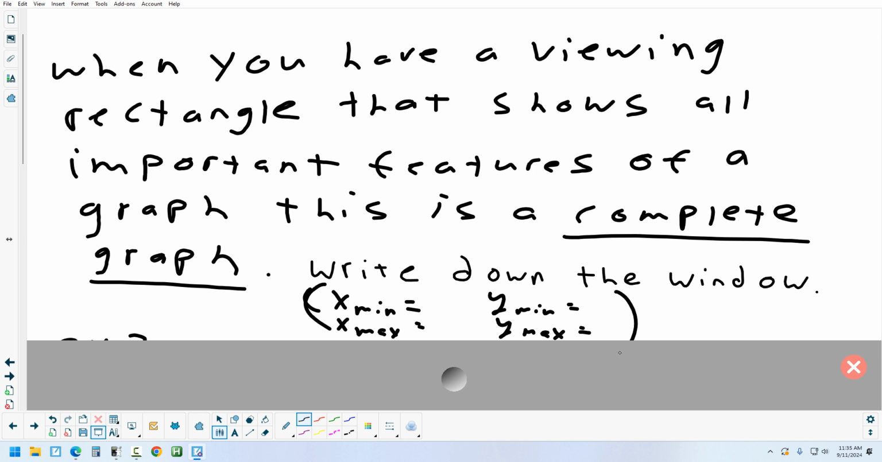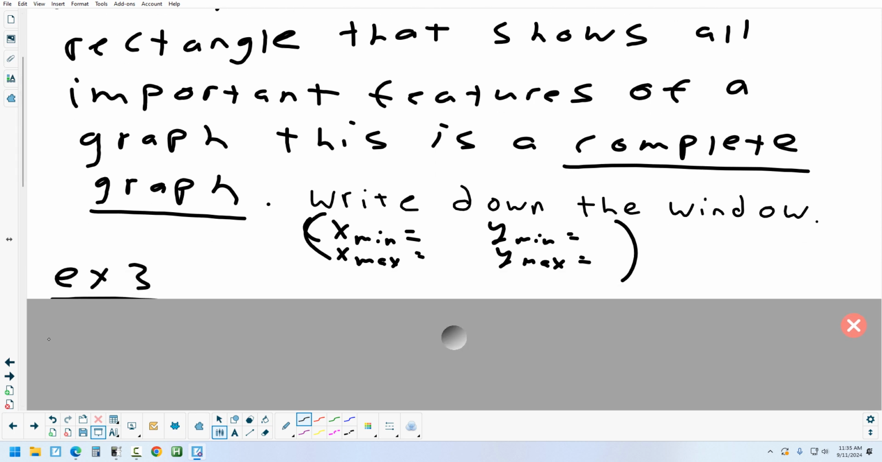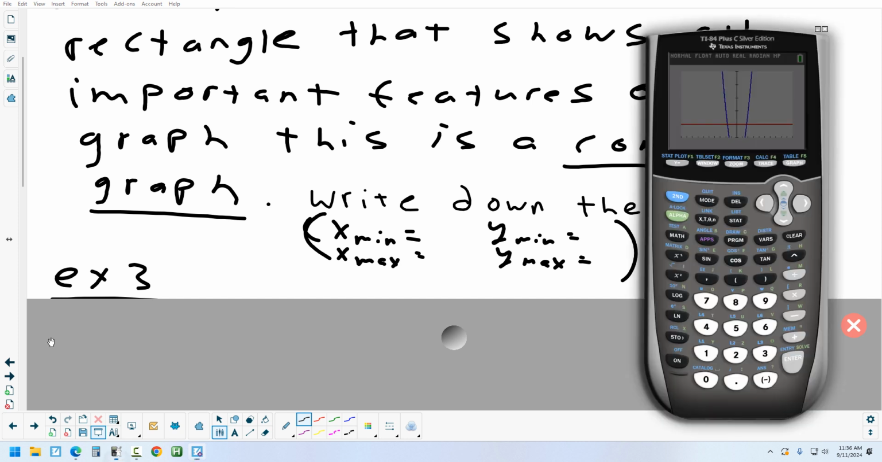Those are the 4 things that I would need to know. Now, I was going to have you find a window for a parabola, just like the one we just did, the blue one. But since we did a parabola, I'm going to switch it. I'm going to do a different one.